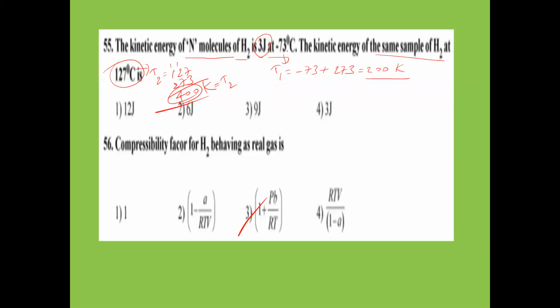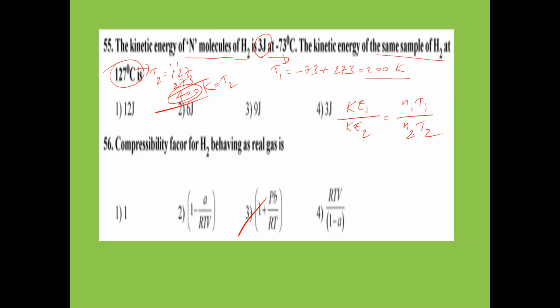Now what they asked to find out: the kinetic energy of n molecules of hydrogen is 3 joules at given temperature T1, and the kinetic energy of the same sample of H2 at another temperature. So KE1 by KE2 is equal to N1T1 by N2T2.